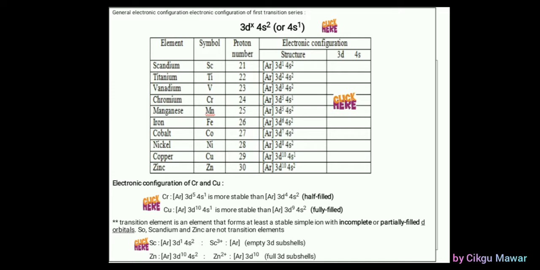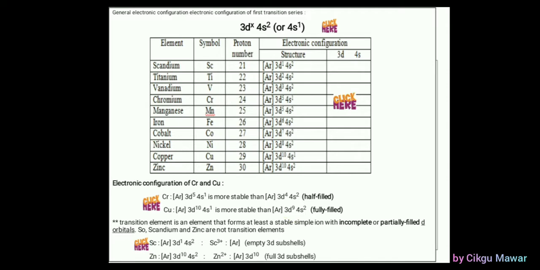And then for the second element, copper, which has 3d10 and 4s1, it is more stable than 3d9 and 4s2, because this 3d10 is a fully filled orbital, and it's more stable compared to the partially filled 3d9 orbital.